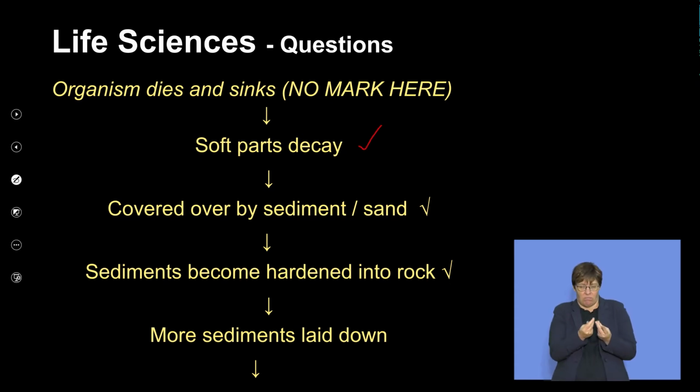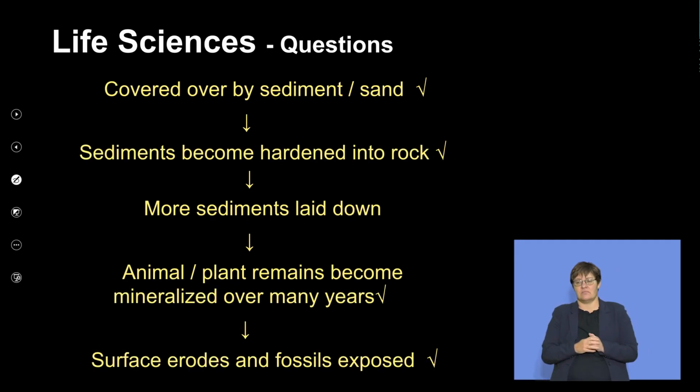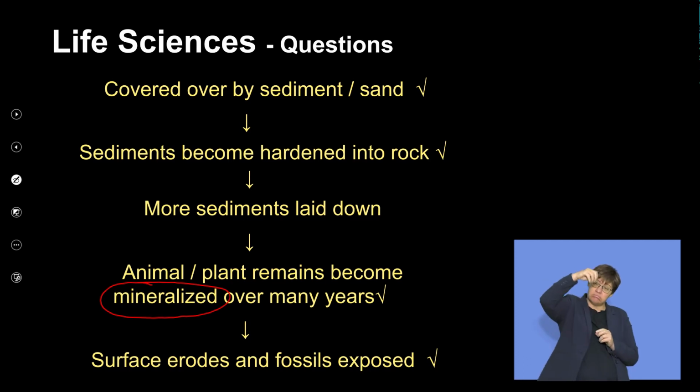Soft parts decay, covered by sediment. The sediments are compacted into rock. More sediments are laid down. And an important point for a fossil, the plant or animal remains must become mineralized over many, many years. If they're covered by sediments and they're not mineralized, they actually don't form fossils.